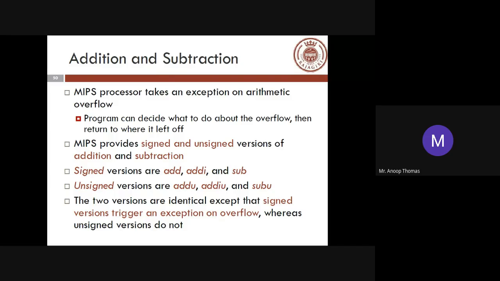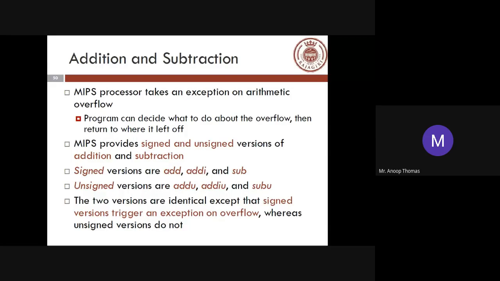So this happens for your signed version. That's the difference between your signed and unsigned versions. For signed versions, there is a possibility of arithmetic overflow, and this particular overflow is considered as an exception. That is considered only if you are using a signed number. So the signed versions of addition and subtraction are add, addi, and sub. Unsigned versions are addu, addiu, and subu. As you can see, the default version is the signed version, not the unsigned version.